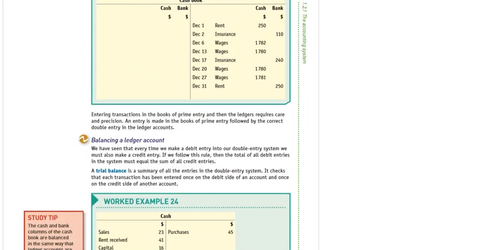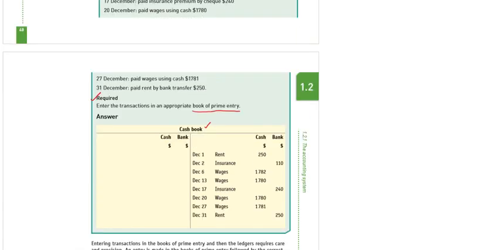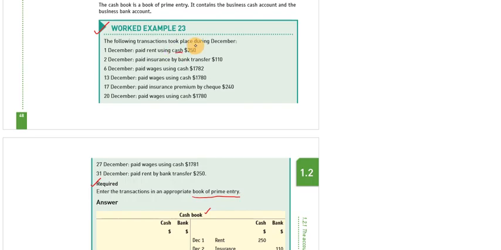All cash and bank transactions will be recorded in the cash book. This is the main book of prime entry in which all transactions involve cash. So we have made only one book of prime entry, that is the cash book, because all the transactions are related to cash and bank. So we will open only one book of prime entry, that is the cash book. Okay. So you have to do this.